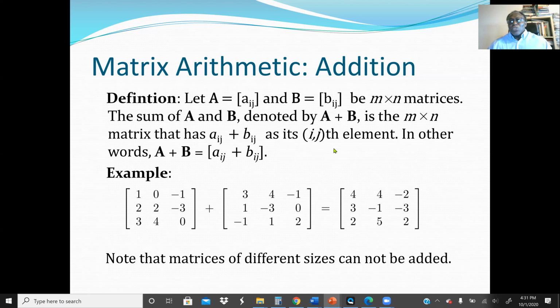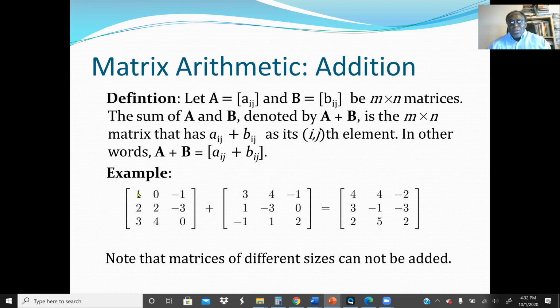So again, for addition of matrices, the first thing is the position of the element: we add it to the same position of the element in the other matrix. But before that, again, the size of the matrices must be the same. That is the first rule we have to follow. Then, as we said, the position of the element, we have to add to the same position of the second matrix. So let's see how we get this answer here.